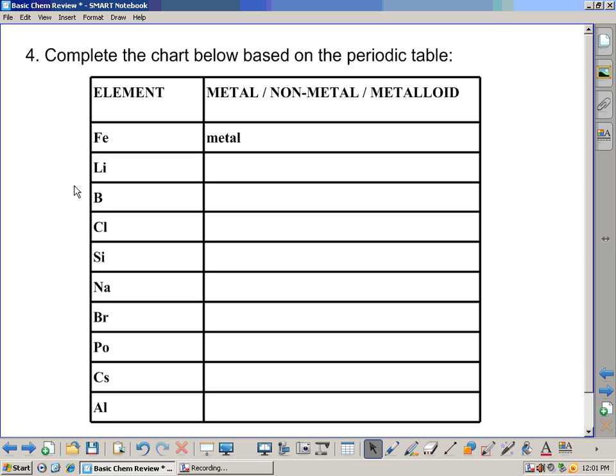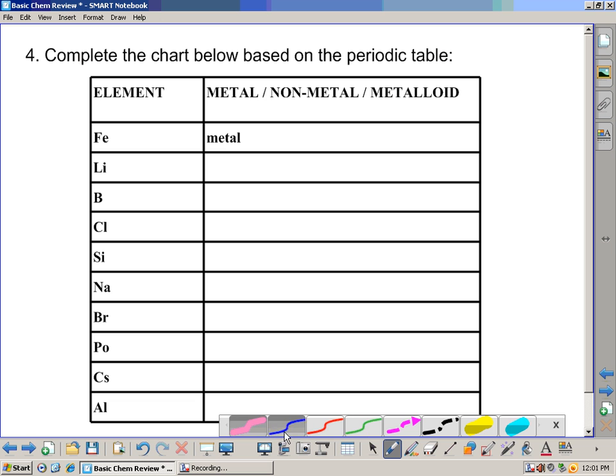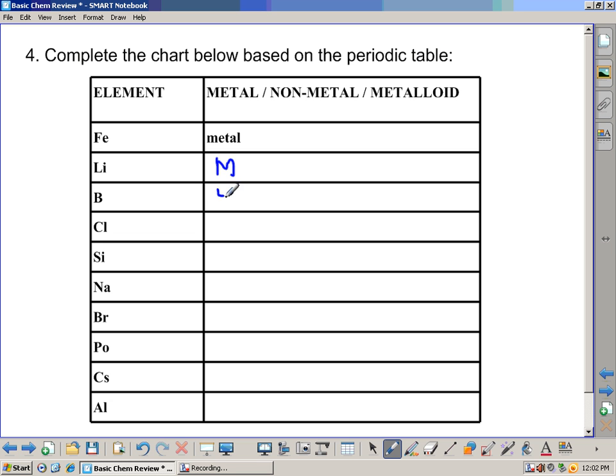All right, next, let's take a look at this chart. Complete the chart below based on the periodic table. So you have a variety of elements there to look at, and it's asking you what type of element is each one. Iron is already filled in for you. It's a metal. Lithium is going to be on the left side of the periodic table, so that's also going to make it a metal. Boron sits on the stairs, so that means it's going to be a metalloid because it's going to be on those stairs.